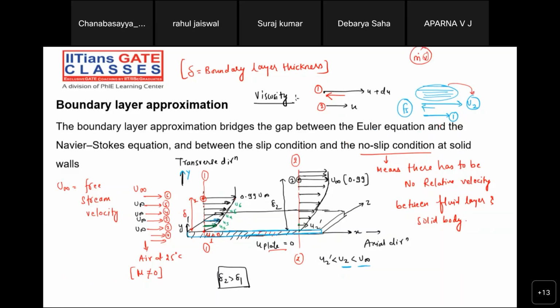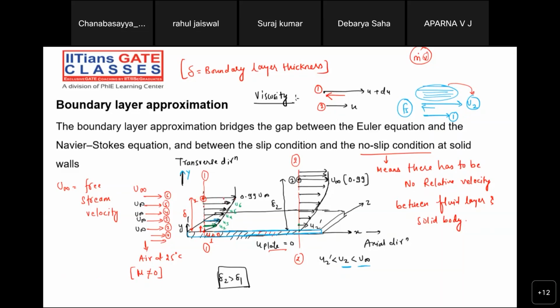Of course, lesser than u infinity, because the effect of the wall has been felt, as it is not that much farther from the wall. So the effect will be felt. But as you keep on moving in the y direction, further and further, the effect of the wall will not be that much felt. They will feel like nothing is there, no plate is there. But suddenly, what is happening?